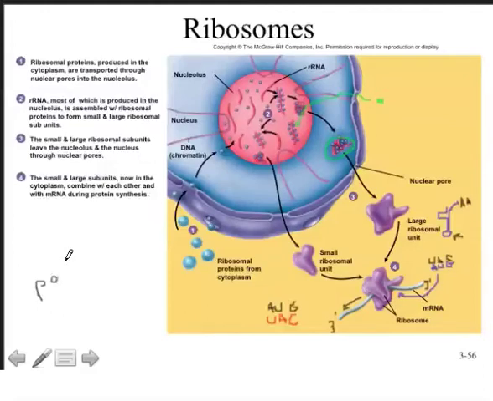P-O-L-Y, polysome. And there are electron micrographs, I think your book may have one, or you can Google it, that show ribosomes marching down a message, and they also show the nascent polypeptide chain coming out of the ribosome.